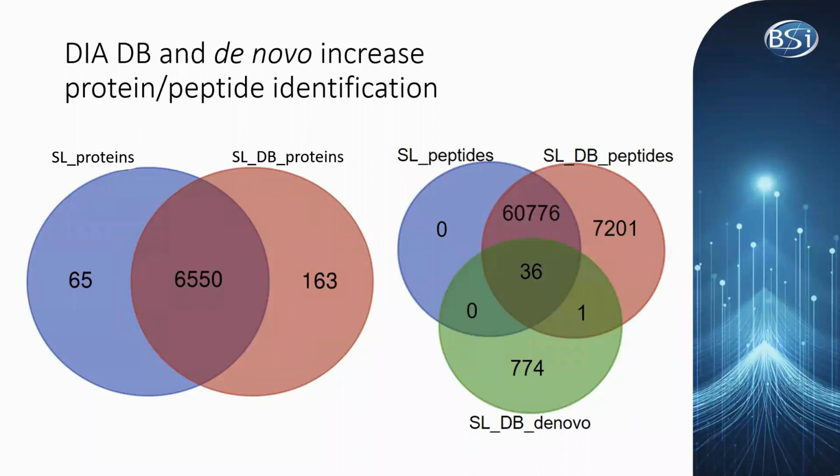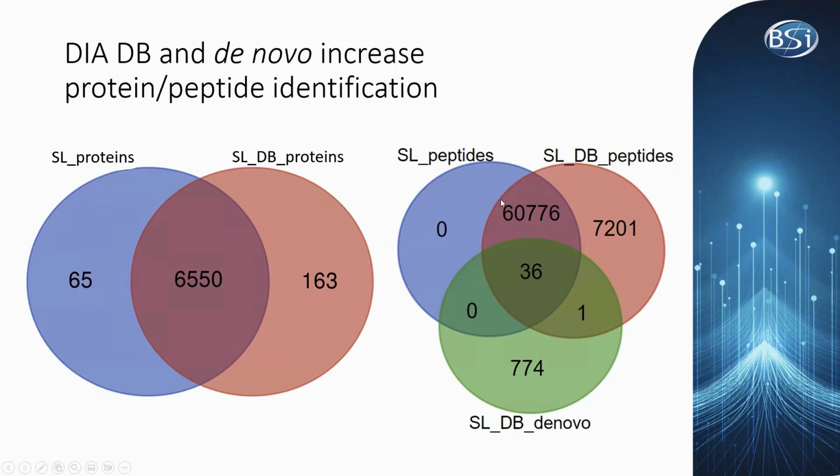Okay, and lastly, again, just showing how you can increase the number of proteins or peptides identified by performing a database search in sequence with spectral library searching. And so after database searching, we identified over 90% of the proteins from the spectral library search, but we add an additional 163 proteins in the final result after database search.